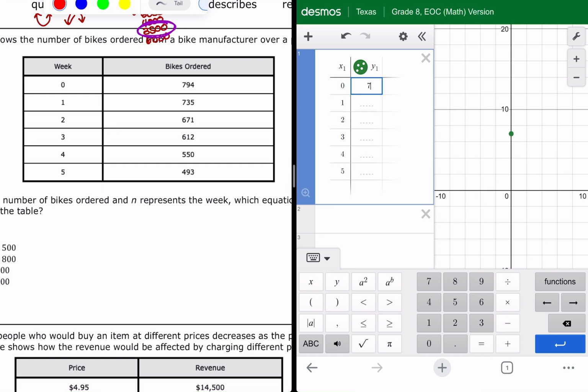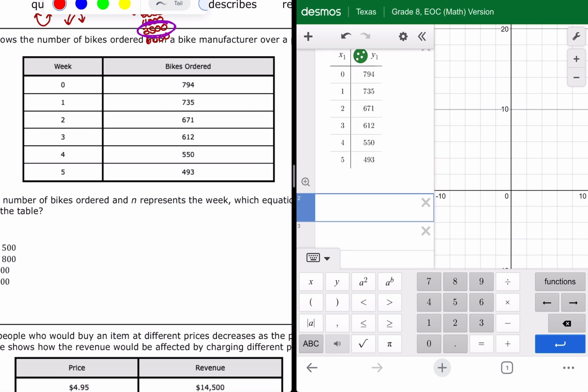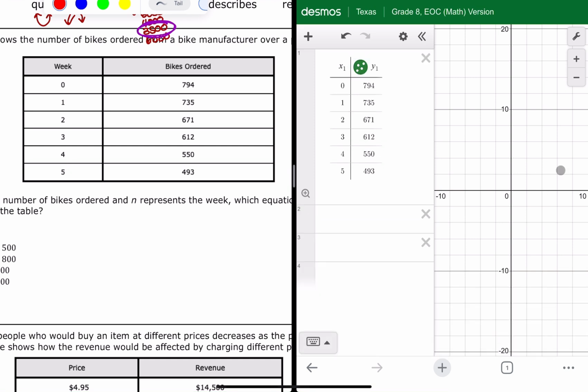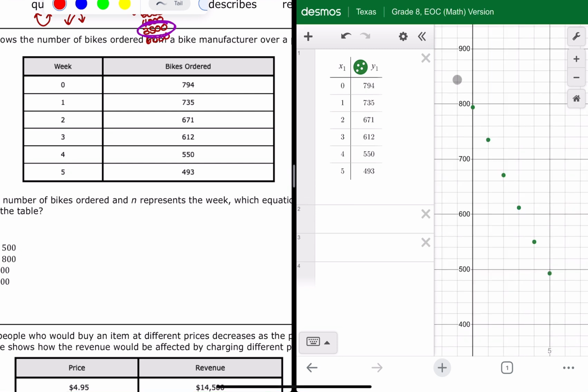So I have 794, 735, 671, oopsies, 612, 550, and 493. Then this is the really important part. Y'all always miss it. So right here, this function is green. I can see it's green right here. Now right here in my graph, I see 0 green things. So I have to press right here in this magnifying glass, press it. Now I have a green function. This is giving me something now.